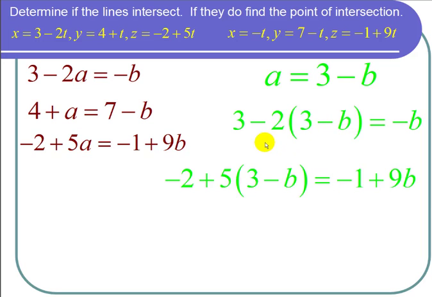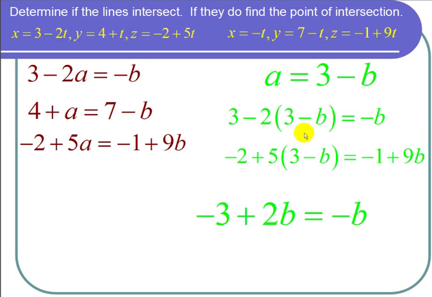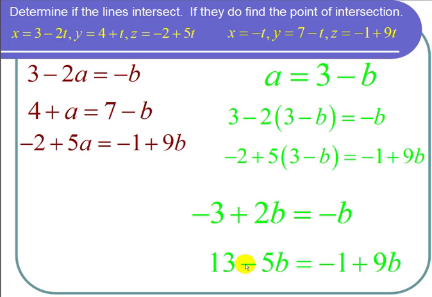Let's simplify these. I can multiply this out and combine like terms, and I get 3 minus 6 is negative 3. I have negative 2 times negative B is plus 2B equals negative B. For the second equation, I get negative 2 plus 5 times 3, or negative 2 plus 15 is 13. 5 times negative B is negative 5B. So I get 13 minus 5B equals negative 1 plus 9B.